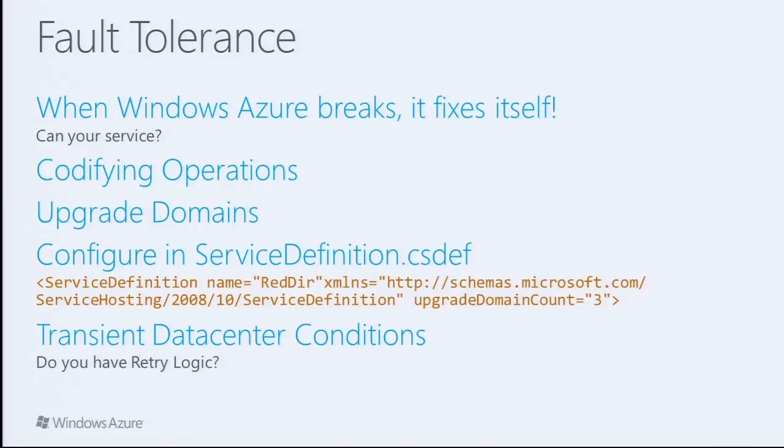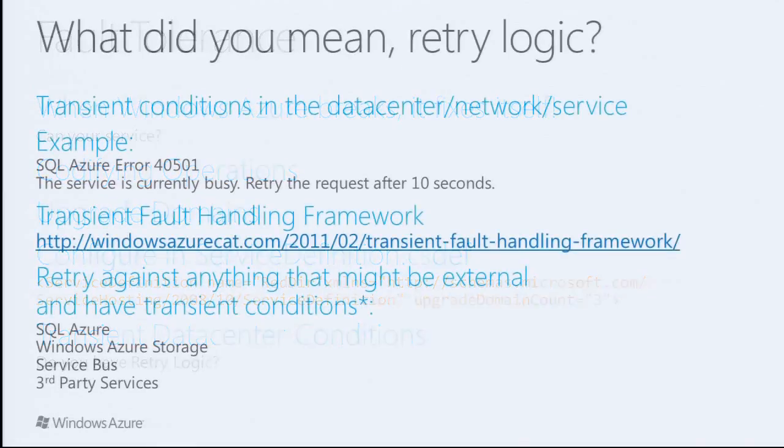And the final thing on fault tolerance is around what we call transient data center conditions. And my simple statement there is, do you have retry logic? So let's dig into this. What do you mean retry logic? Well, sometimes things don't work the first time you access them. This could be SQL Azure, it could be table storage, it could be the service bus, it could be your third-party credit card processing service, it could be your third-party encryption service.